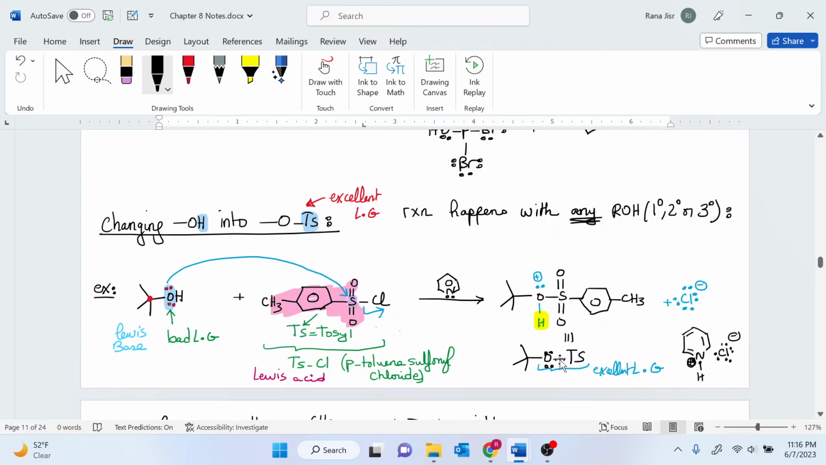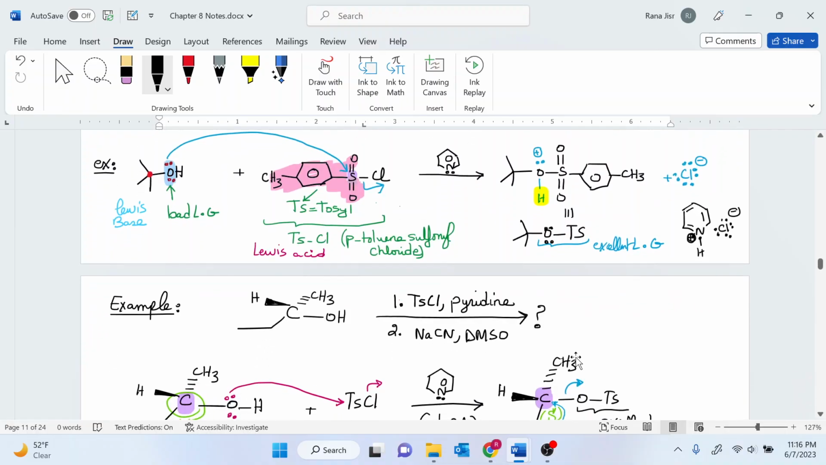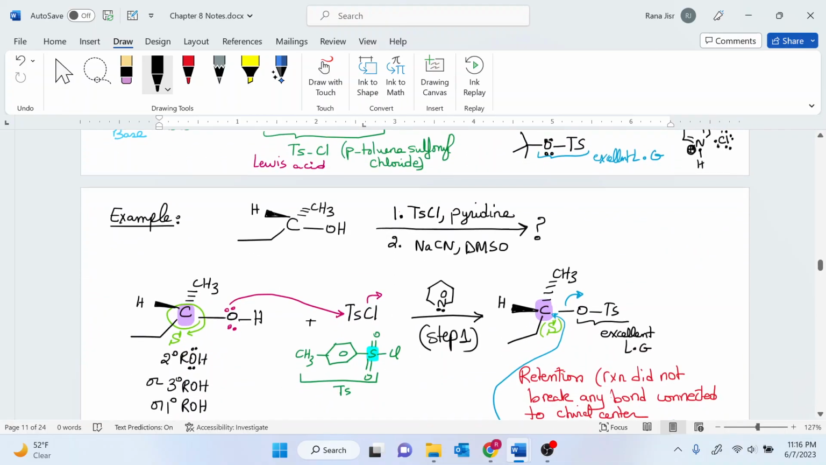So this guy is an excellent leaving group, and we've talked about this in chapter 7. So it's an excellent leaving group, and it behaves exactly like halides. So the reaction can undergo substitution and elimination simultaneously, depending on the type of the nucleophile and the base that you are using. Let's go ahead and have an example in here.